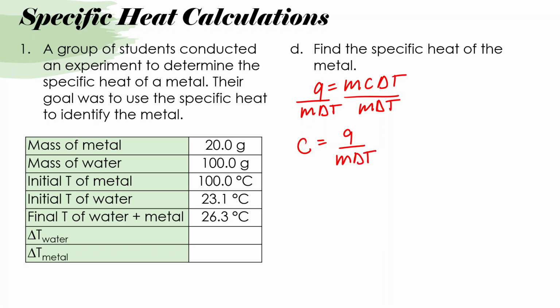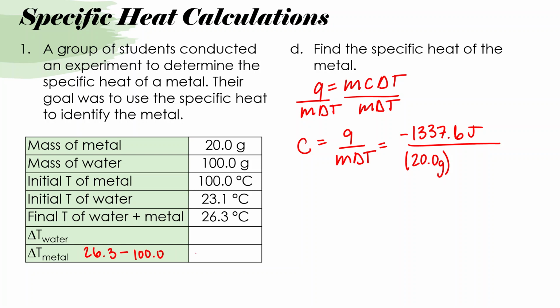Q here is going to be the heat that was lost by the metal, which was that 1,337.6 kilojoules. I'm sorry, joules. And then now we need the mass of the metal. In the data table, that tells me it's 20 grams. And then we need the temperature change for the metal. To find that, we're going to do final minus initial. So 26.3 minus the initial temperature of the metal.